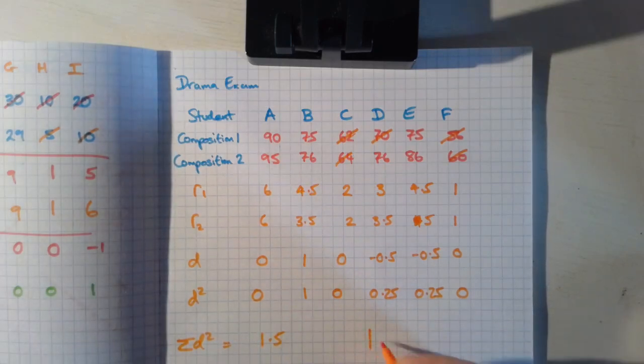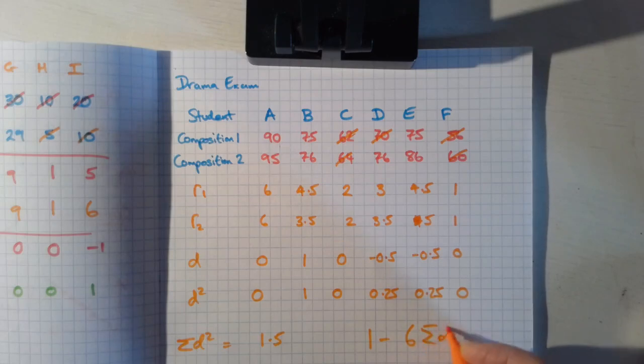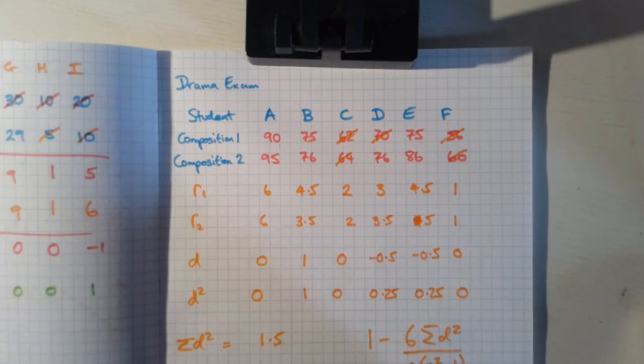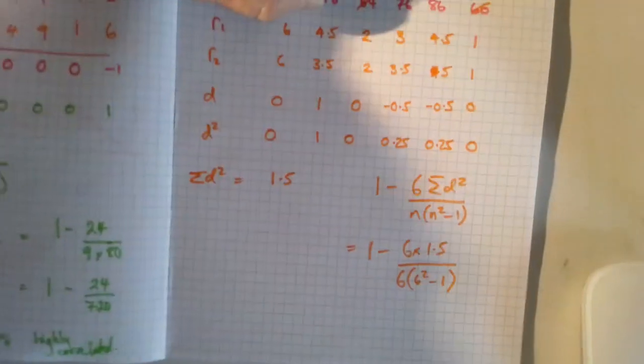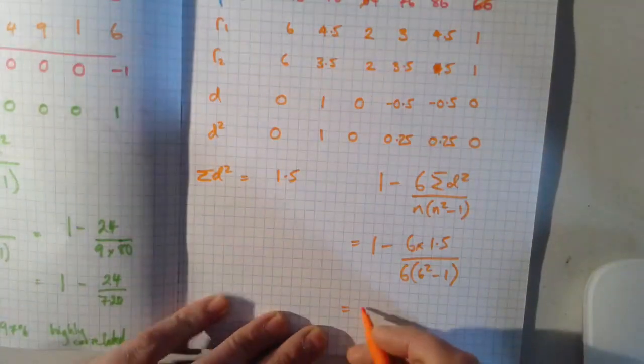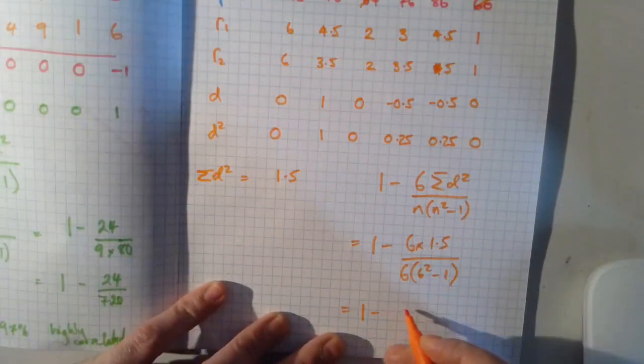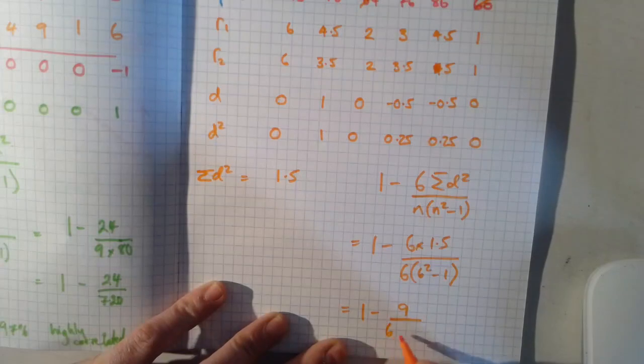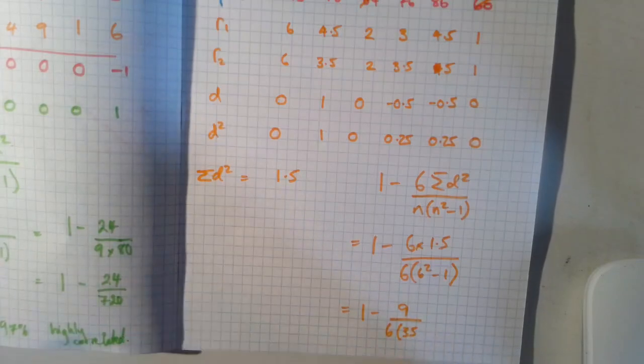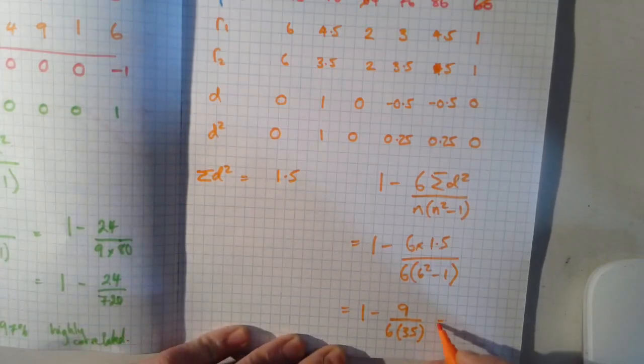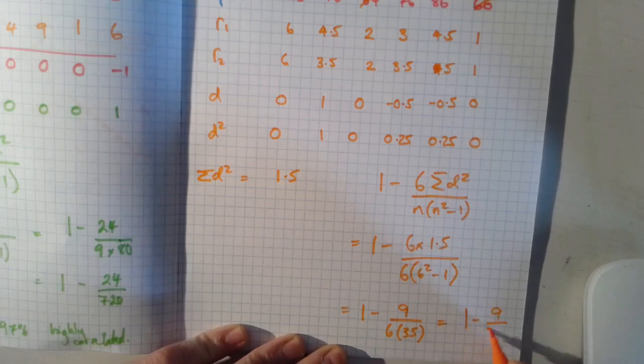So let's apply the formula. 1 minus 6 times the sum of d squareds over n times n squared take 1. So we have 1 minus 6 times 1.5 over 6 times 6 squared take 1. So we have 1 minus 6 times 1.5, which is 9, over 6 times 35, which equals 1 minus 9 over 210.